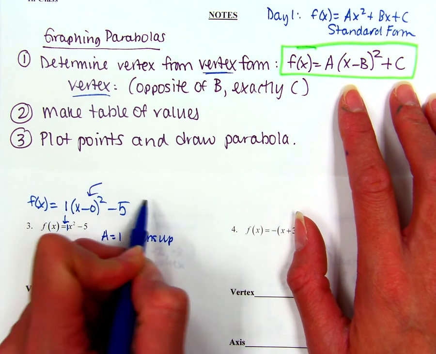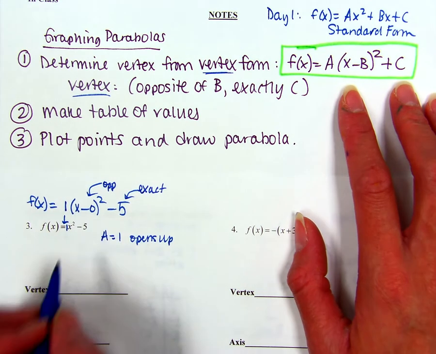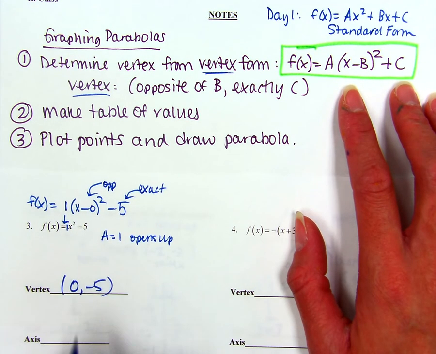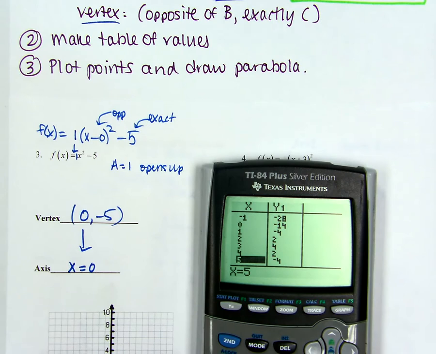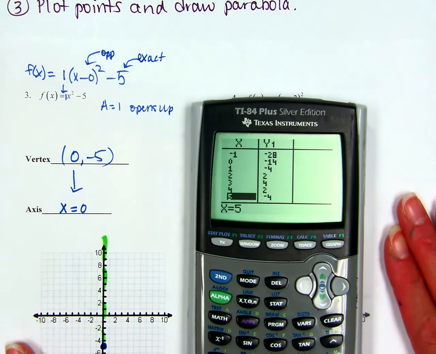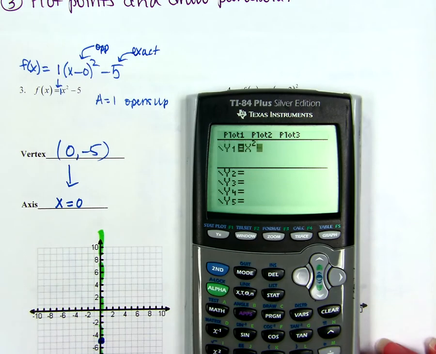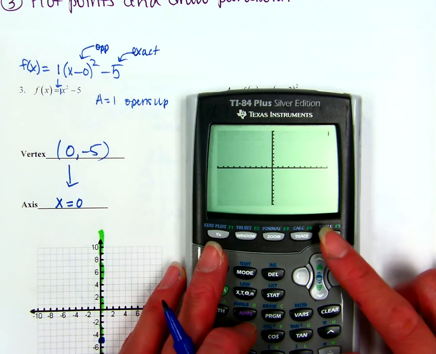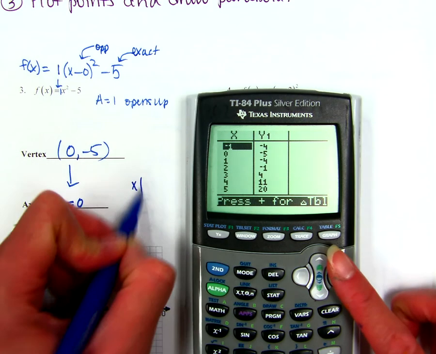If I look at the opposite of this number and exactly that number, then that tells me my vertex, which should be 0, negative 5. My axis of symmetry is the x-coordinate, so I should be looking at x equals 0 as my axis of symmetry. So I can put a point at 0, negative 5, and there's my vertical line. I'm going to go to y equals. Now I'm just going to type in the original equation, x squared minus 5. So I hit graph, and then it should look like opening up. And I'm going to copy down a few numbers on the table.